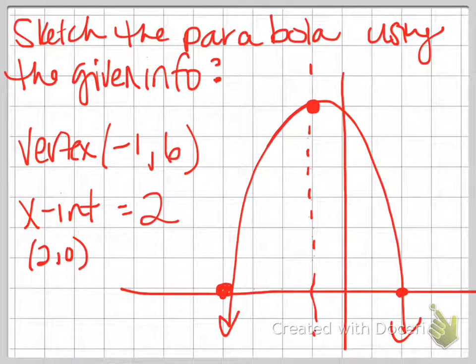So you will have some problems like that. Now they might give you an intercept, like an x-intercept or y-intercept. They might just give you another point to use. So it all just kind of varies, and you'll see that.